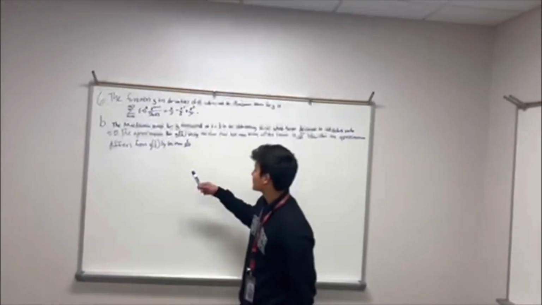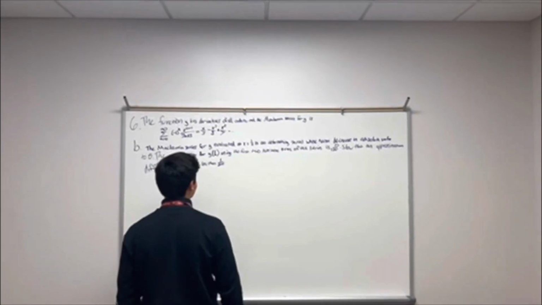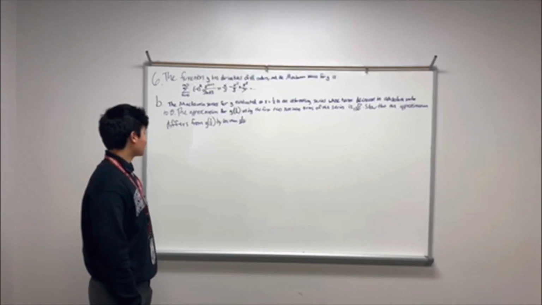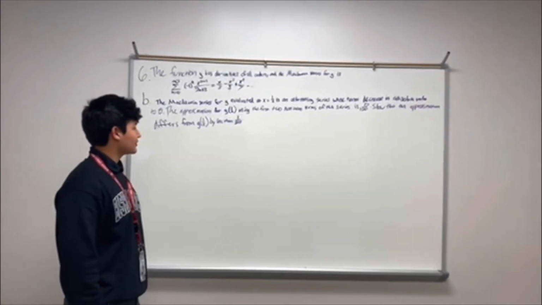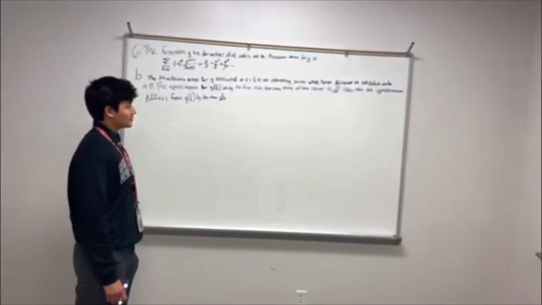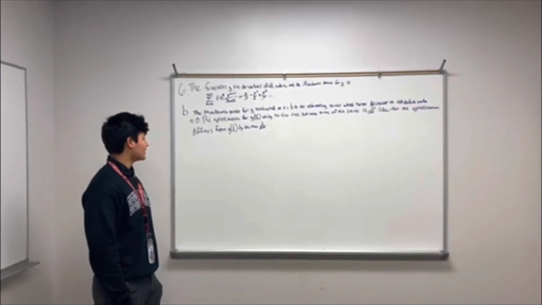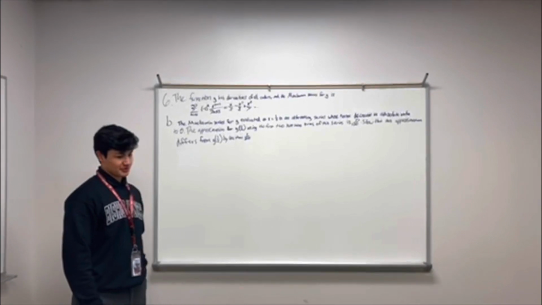Alright, part B. The Maclaurin series for g evaluated at x equals 1/2 is an alternating series whose terms decrease in absolute value to 0. The approximation for g of 1/2 using the first two non-zero terms of this series is 17 over 120. Show that the approximation differs from g of 1/2 by less than 1 over 200.